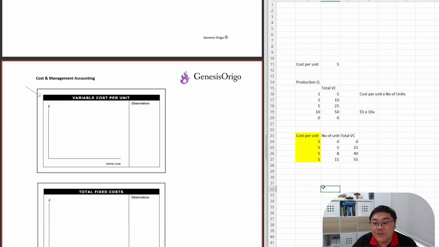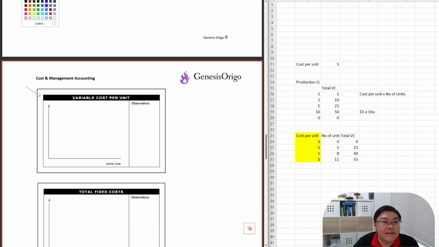You realize that your variable cost per unit is not changing. No matter how many units you're making, your variable cost per unit is the same. It's 5. So if I ask you to show me a graph that depicts the variable cost per unit, how would you draw this, guys? It's all 5. That means it's not changing. No matter if you're making 0 unit, 5 unit, 8 unit or 11 unit, the cost per unit is 5. So you're going to expect the line to look like this, right? It's like that.